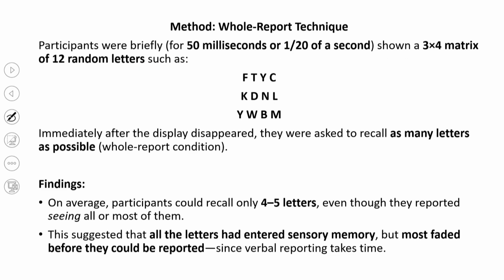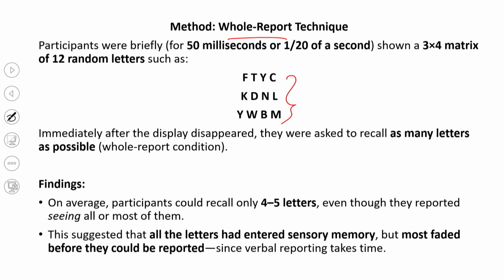So, he used 2 methods. One is called the whole report method. What is the whole report method? Here participants were briefly, very briefly, less than a second, about 1/20th of a second, just like a flash, shown this kind of 3 by 4 matrix of 12 random letters arranged in 3 rows, for a very brief moment of time, less than a second.